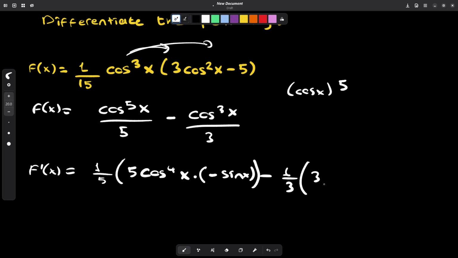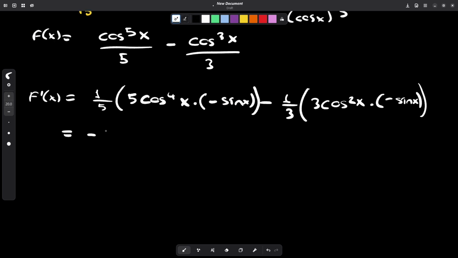Cosine cubed x, 3 times cosine squared x, times, inside of it now, minus sine x, negative sine x. Let's see, negative 5 cancels the 5 out. Cosine to the 4th power x multiplied with sine x, and the 3's cancel each other as well. Minus, there's a minus here, so this will be a plus. Cosine squared x multiplied with sine x. We can leave it like this, I guess.